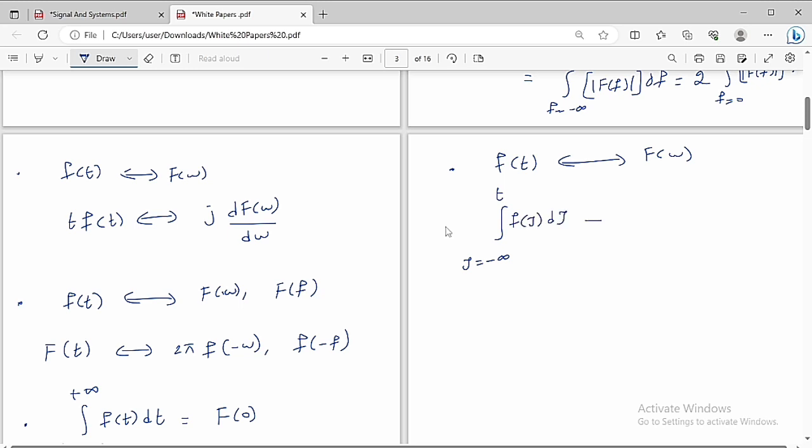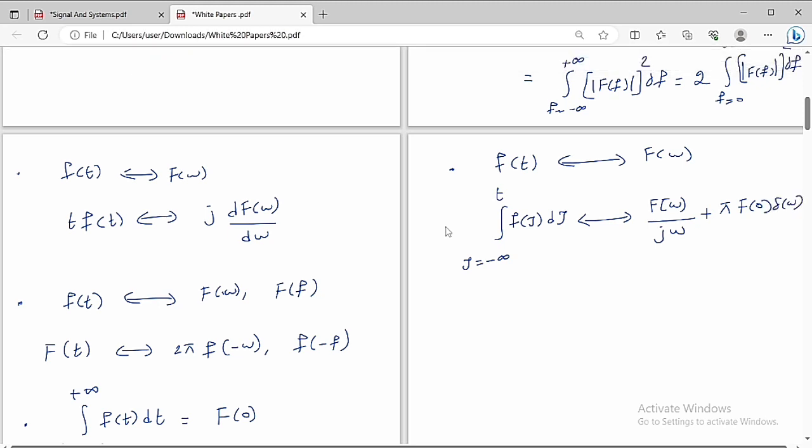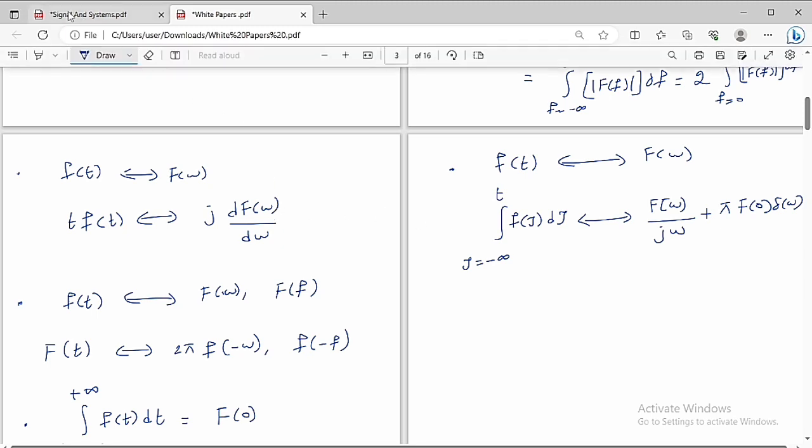So basically this is the integration of the input, right? Then for this one, what we are going to get finally is F of omega by j omega plus pi into capital F of 0 into delta of omega. So this is what we are going to get. So for f of t, the Fourier transform is F of omega. The integration of f of tau d tau has the Fourier transform F of omega by j omega plus pi into F of 0 into delta of omega. So this is what I am trying to tell you.